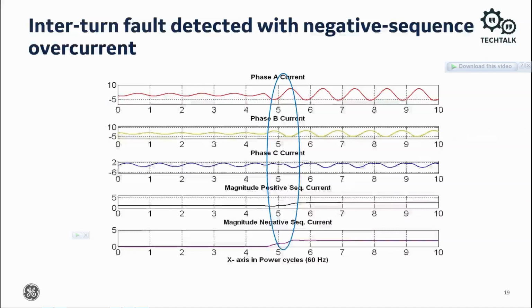Here are some waveforms showing a fault. Phase A and phase B show increased current. The negative sequence current is substantial and picks up the negative sequence overcurrent element or unbalanced element, indicating a turn-to-turn fault.